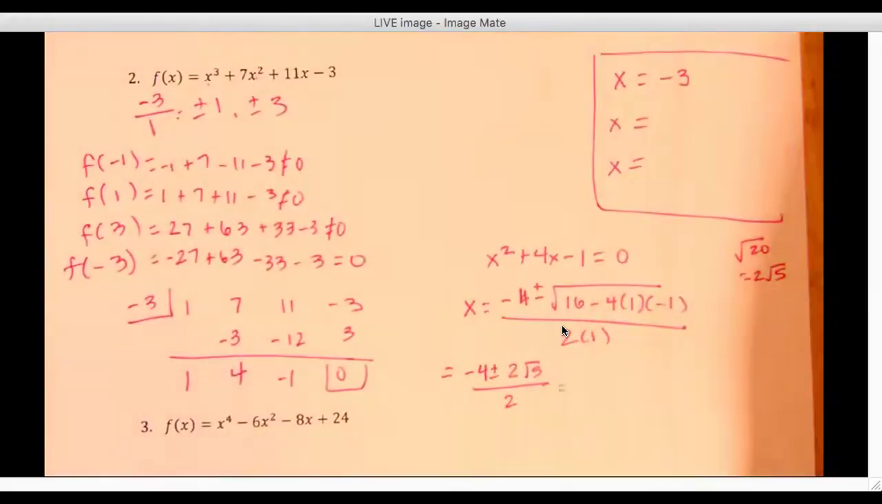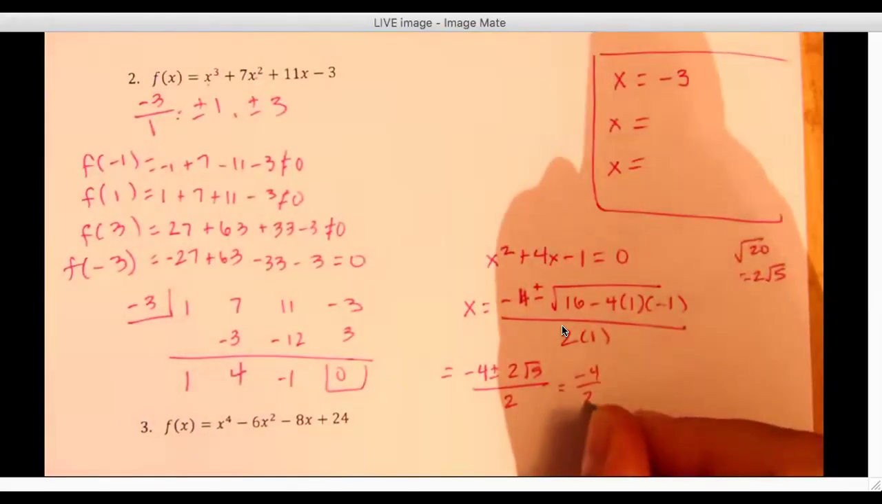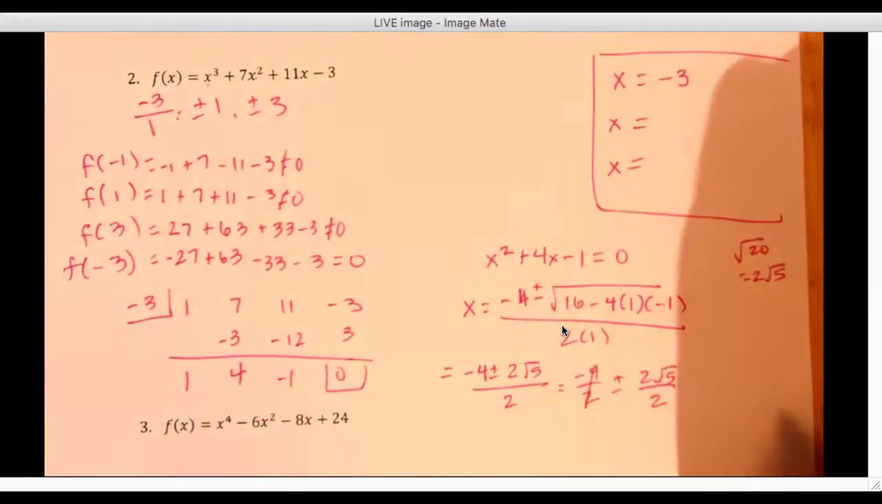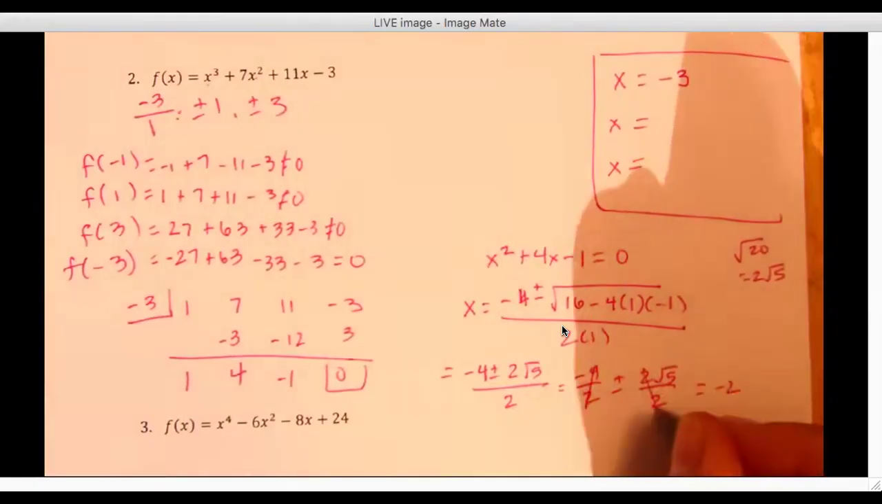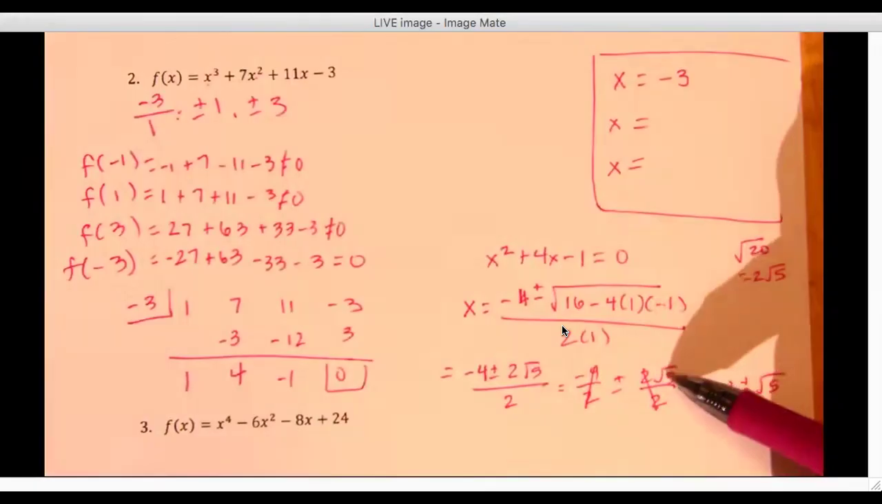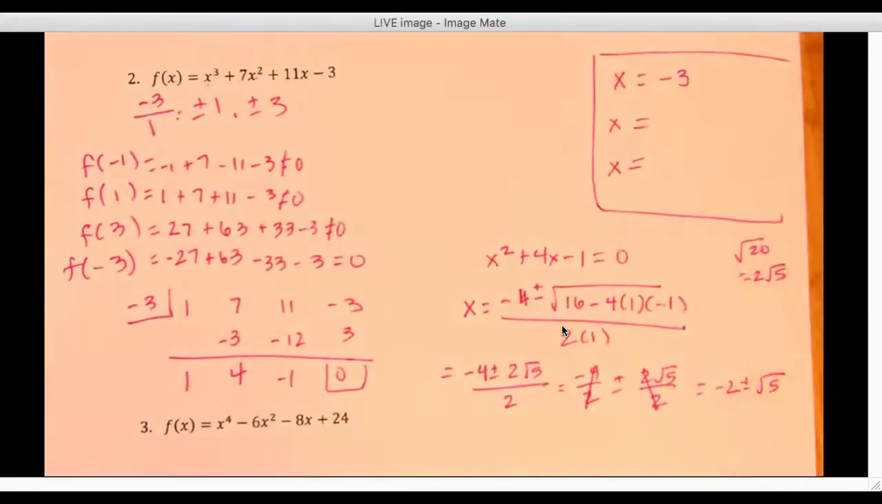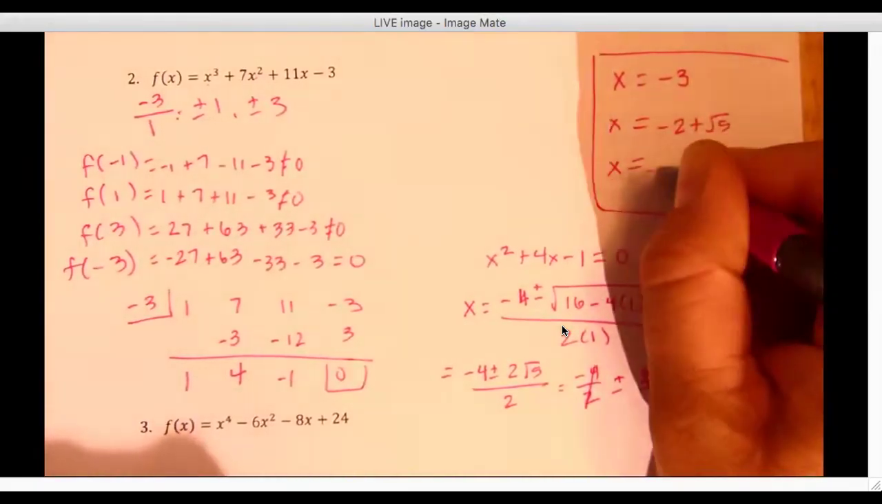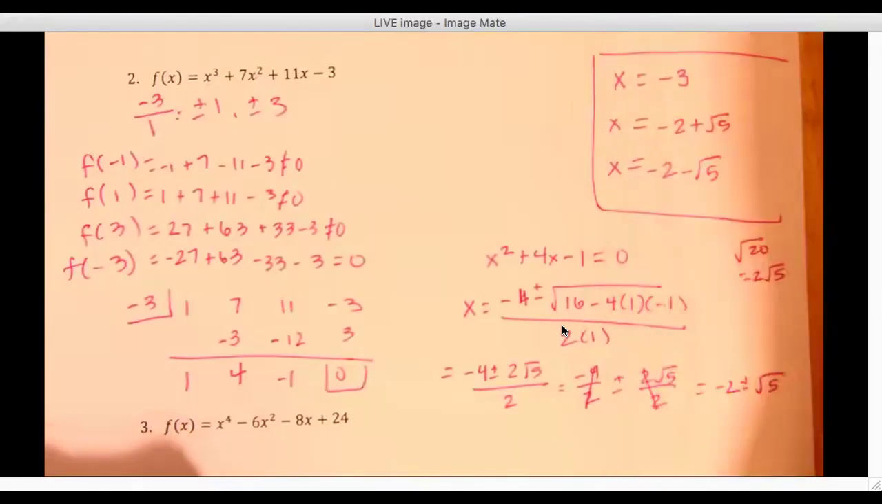I can simplify this. -4 over 2 plus or minus 2 root 5 over 2. And those can simplify to -2 plus or minus root 5. Now, if I had an odd number in here, I could not reduce with a number on the outside. So I could not reduce with 2 here if this were odd. But I can reduce with the numbers out front. So my last two roots are -2 plus the square root of 5 and -2 minus the square root of 5.